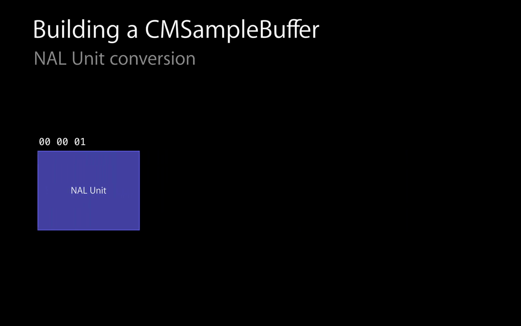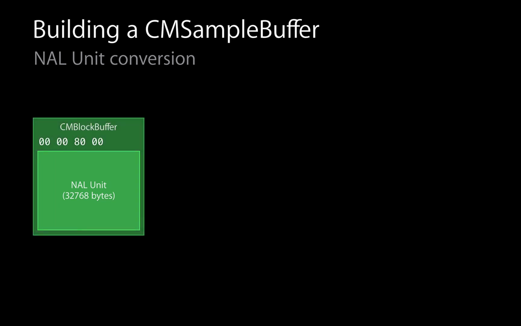So let's talk about building a CM sample buffer from your elementary stream. First thing you're going to have to do is take your NAL unit, or NAL units, and replace the start code with the length code. And you'll wrap that NAL unit in a CM block buffer. One note here: for simplicity, I'm showing a single NAL unit, but if you have a frame that consists of several NAL units, you need to include all of the NAL units in your CM sample buffer.